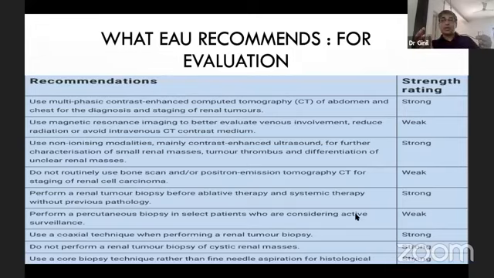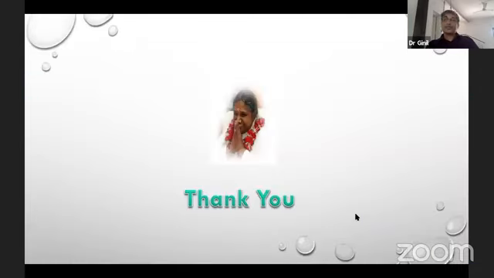Second, I would say, enumerating the role of biopsy in current practice. All these points Dr. Srivatsa has discussed, so I'm not going into them. Thank you very much.